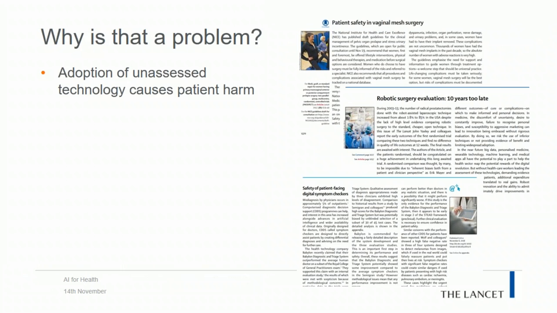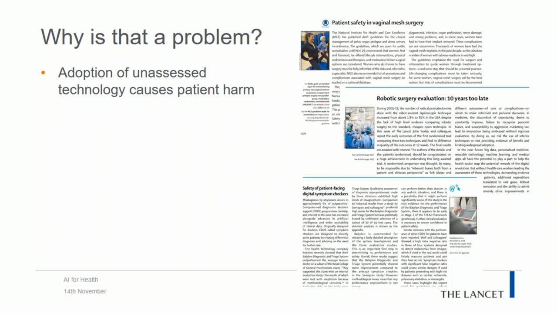So why is that a problem? Why is it a problem that the AI community is researching their stuff over here and the health community is just getting on over here with our normal conservative work? The problem is that everybody loves new technology, especially really hyped new technology, but when things are adopted without proper assessment, it causes patient harm. So I put up a couple of examples here.